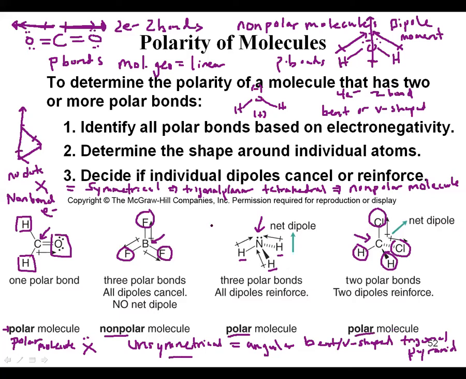Any questions on how you could use, really, whether there are dots on the central atom when you draw your Lewis structure or not, to determine that? Any questions on molecular polarity?